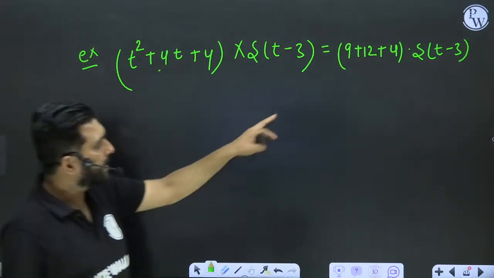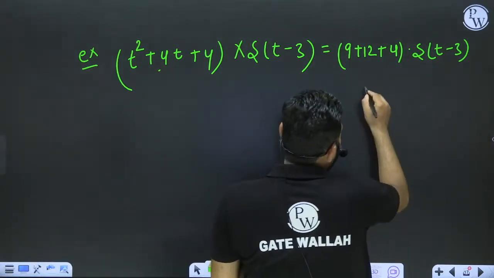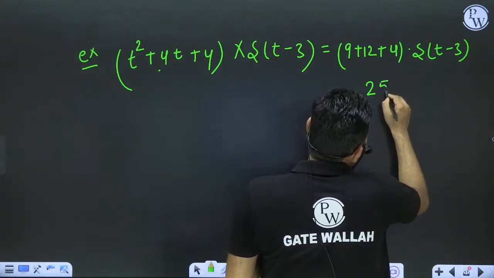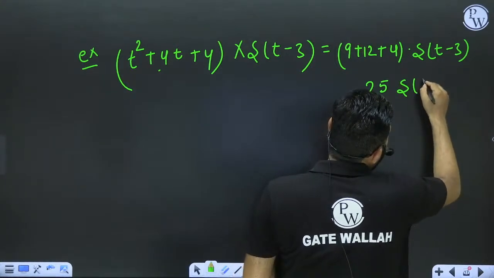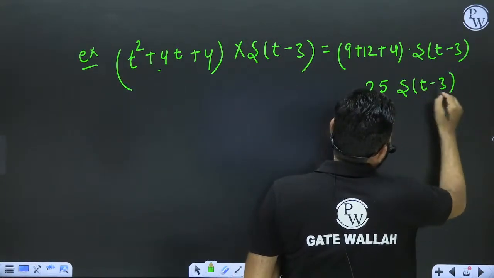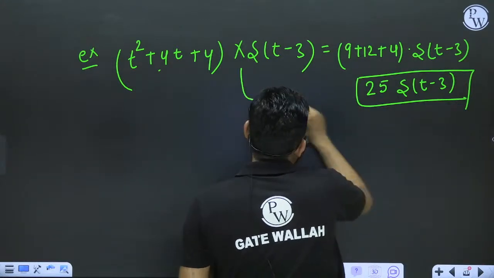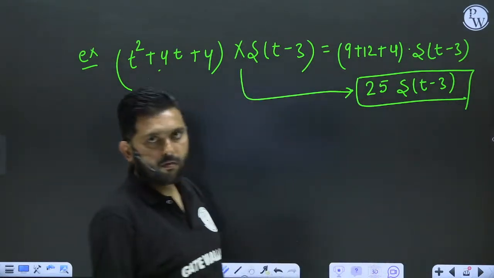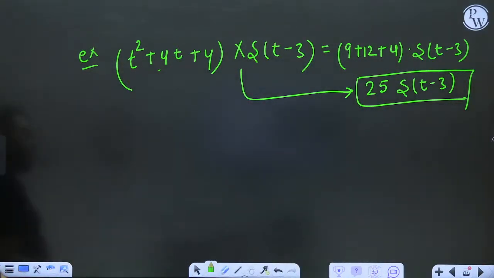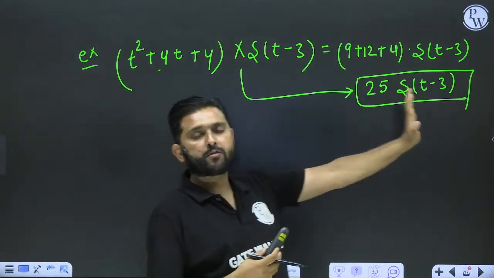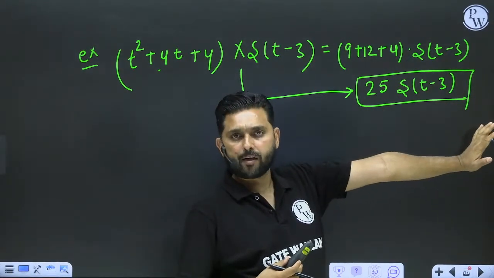So that it is 16, 9, 25. 25 delta t minus 3 is the answer. This answer. Okay, so that's the meaning of x of t multiplied by delta t minus 3.